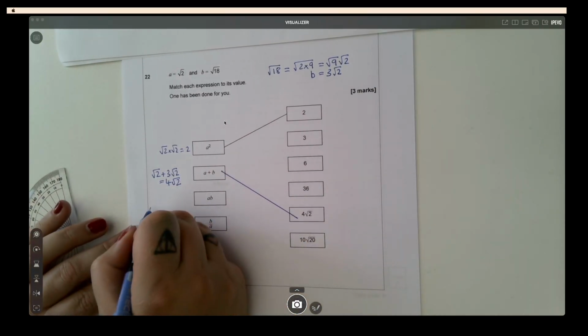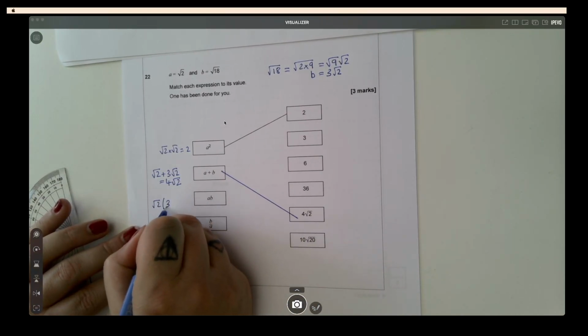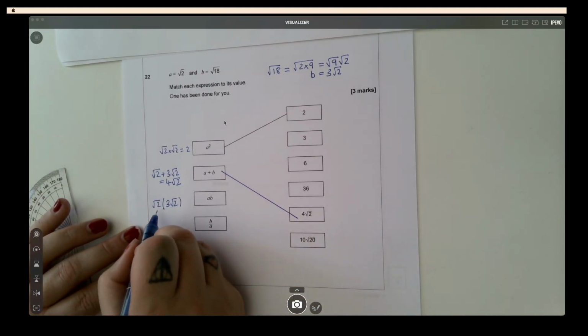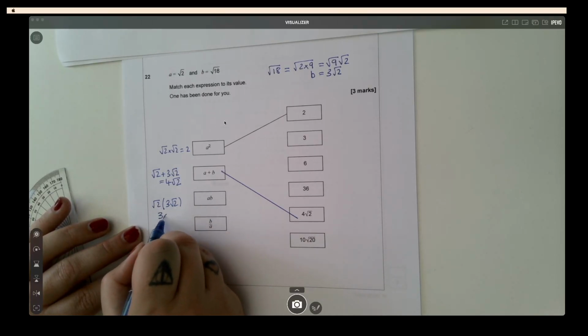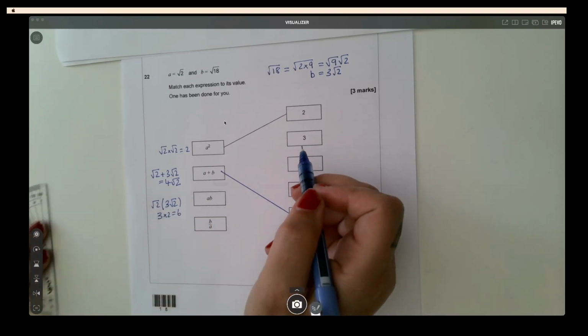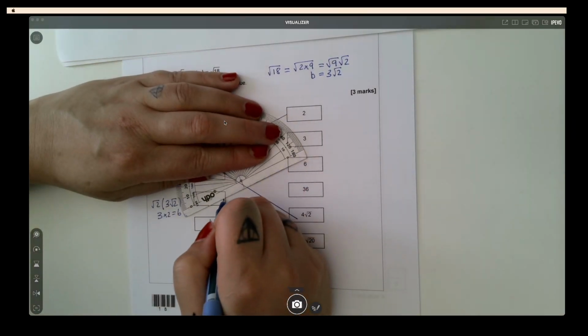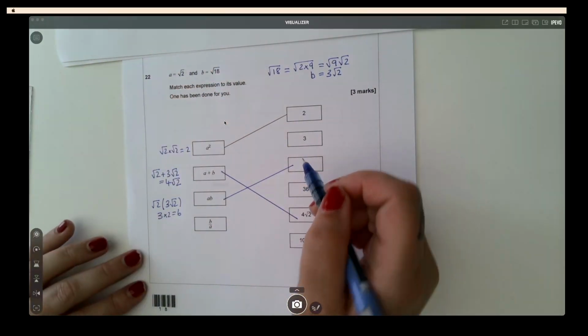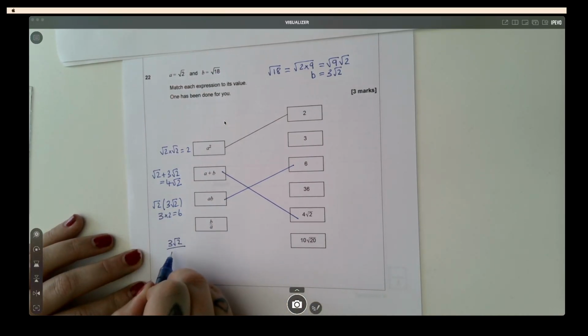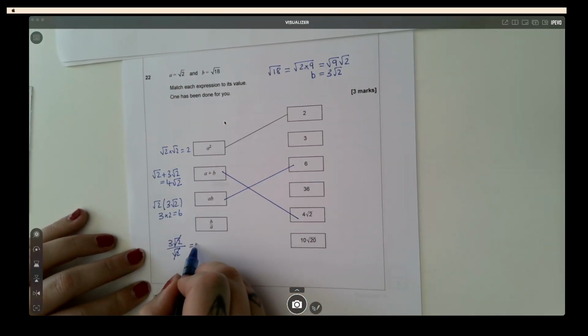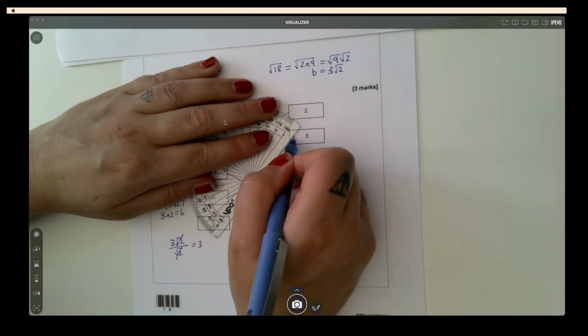A times B, so we're doing root 2 times 3 root 2. Root 2 times root 2 is 2, so we're going to do 3 times 2, which is 6. And then B divided by A, so 3 root 2 divided by root 2. We're going to cancel those roots. B divided by A is 3.